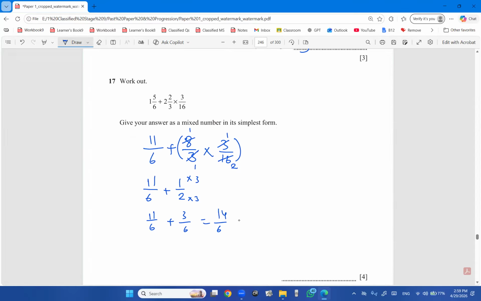Simplifying this is going to give you what? It's going to give you divided by 2. Divided by 2 is going to give you 7 over 3. But they want it as a mixed number, so you're going to find how many 3's are in 7? 2 3's, remainder 1.